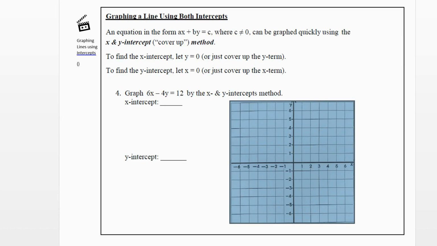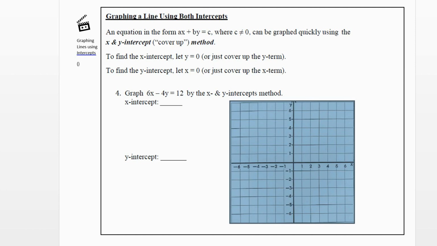Okay, and sometimes it'll be called the cover-up method because when we're thinking of finding the x-intercept, we want to let y be 0, which means the whole y term will go away, and we can just think of covering it up and solving for x. When we want to find the y-intercept, we're going to cover up x and solve for y.